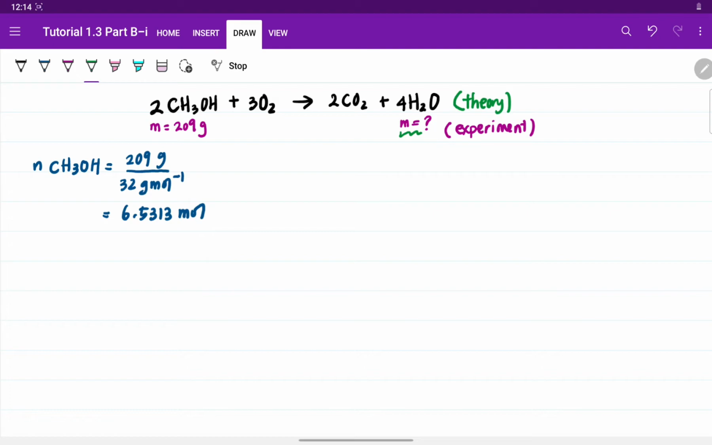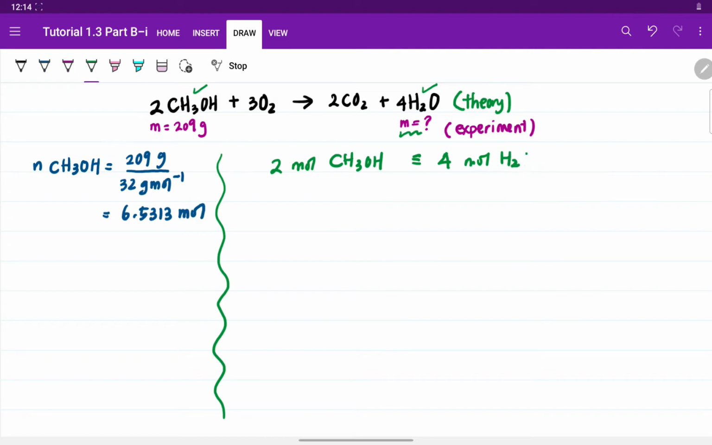So, awak cuma perlu fokus pada yang diberi maklumat, the information given with the one that you want to find. Okay, jadi maksudnya kita akan buat stoichiometry between methanol and water saja. Yang lagi dua ni tak payah tengok dah. Okay, now what you will do? Okay, so from the theory, kita buat stoichiometry. So, 2 mole, tulis mole mesti tulis. 2 mole of methanol, CH3OH, will produce 4 mole of H2O.